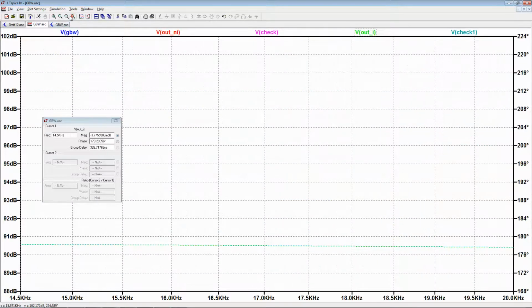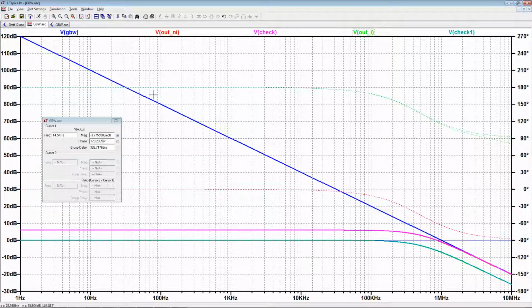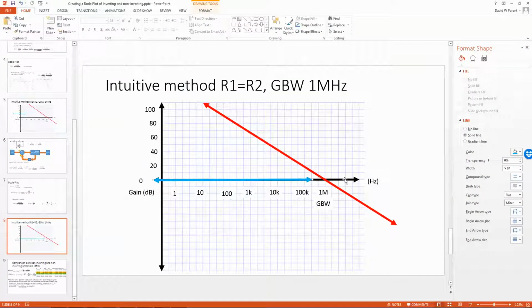And that if I come down to approximately 45, this is omega naught for the non-inverting and the inverting. They're happening at the same place. It's just the gain is higher, so it moves this curve up. And you can download this file and look at it.